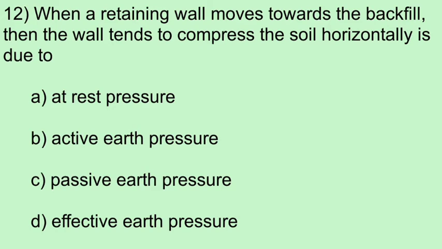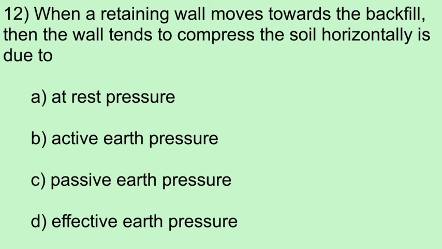Next question. When a retaining wall moves towards the backfill, then the wall tends to compress the soil horizontally. This is due to: option A, at rest pressure; option B, active earth pressure; option C, passive earth pressure; and option D, effective earth pressure. And the answer is passive earth pressure. When a retaining wall moves towards the backfill and the wall tends to compress the soil horizontally, it is due to passive earth pressure. The maximum pressure exerted by the backfill on the wall is called passive earth pressure.